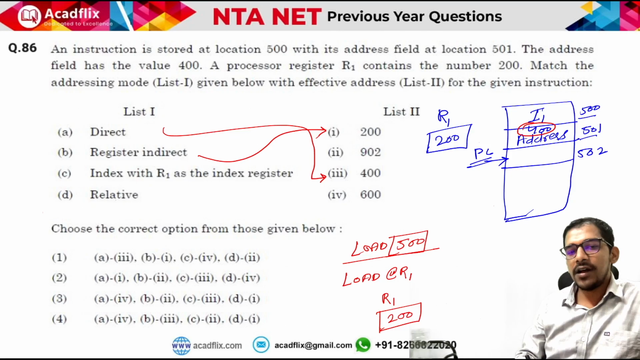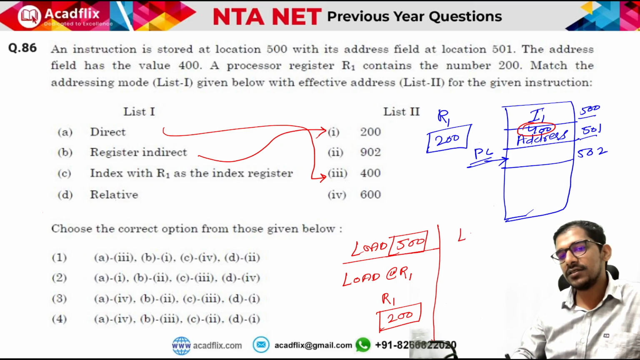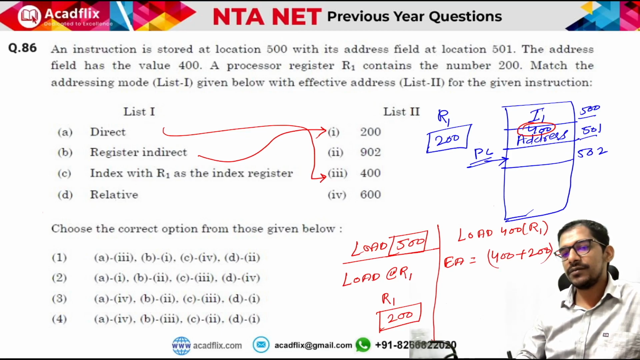Then index with R1 as the index register. So the instruction is, let us say, something like this, and we have to use R1 as the index register. In indexed addressing mode, the effective address will be the address part of the instruction plus the value inside the register, that is 400 plus 200, which is 600. According to indexed addressing mode, this will be the right answer.